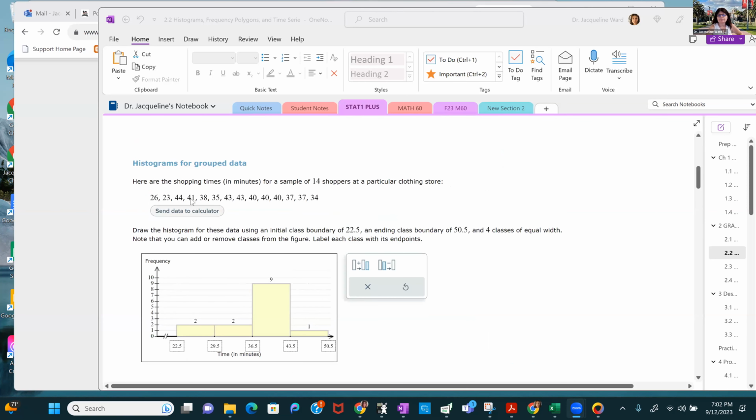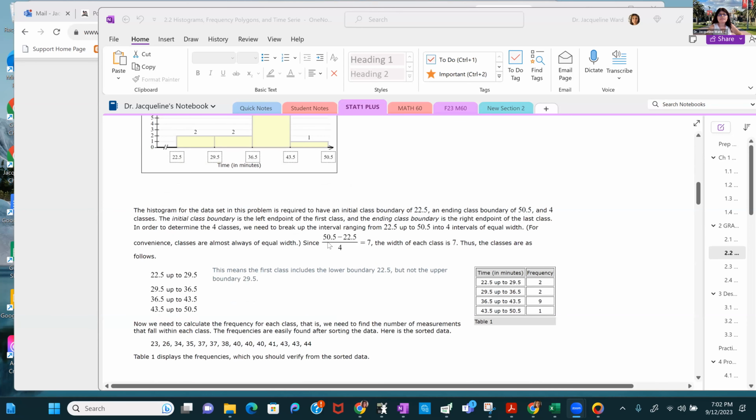And for this example, they give you shopping times for 14 shoppers. And then they ask you to draw the histogram. They give you the initial class boundary, 22 and a half. They give you the ending class boundary at 50 and a half. And they want you to create four classes of equal width. And so you take the difference in those lengths and divide by four, and that gives you the class width.